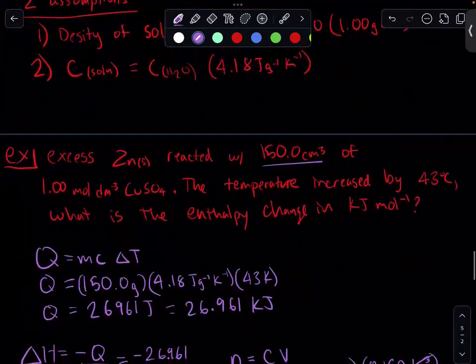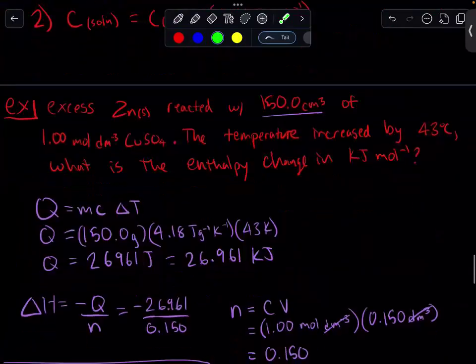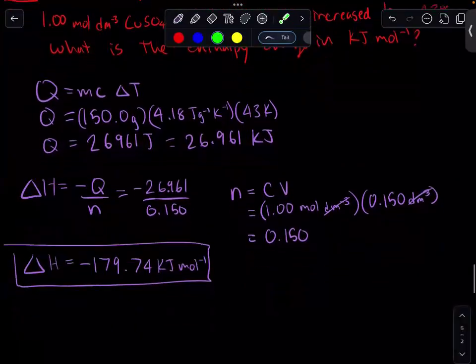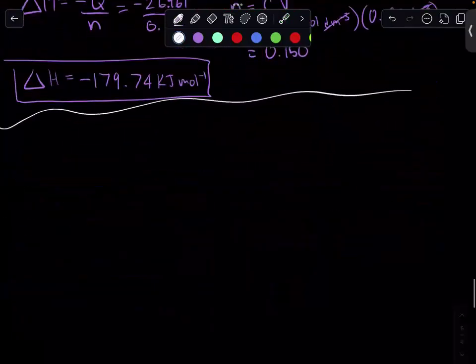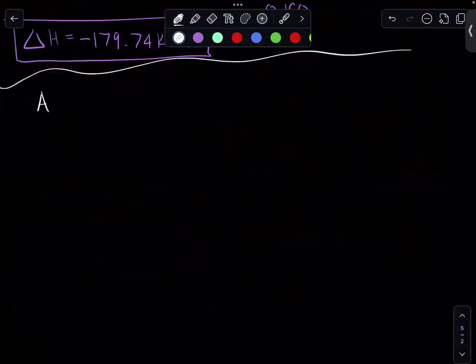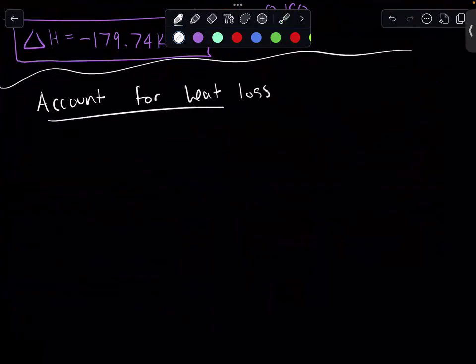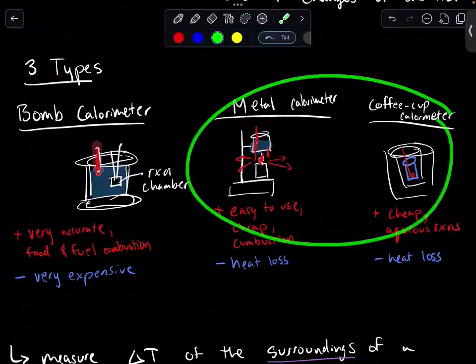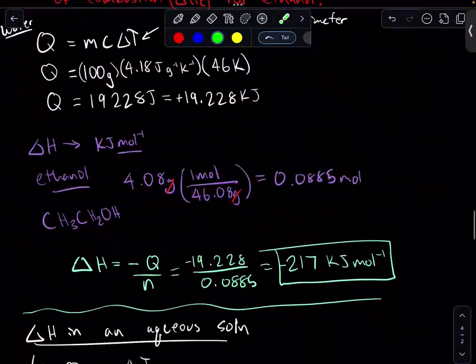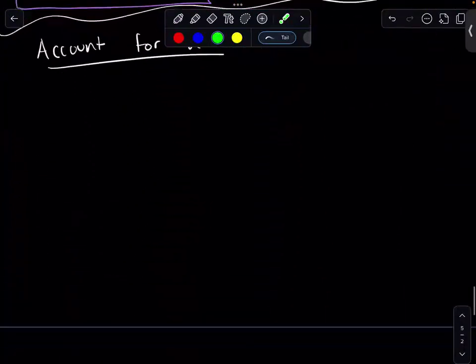We just don't change our value for mass or C. We use the same values as water, even though this is a solution containing water and not pure water alone. The last thing we're going to cover today in this incredibly long video is how do we account for heat loss? Because we already saw that the most common calorimeters have a lot of heat loss, both in our metal and coffee cup calorimeter. So we need to learn how to account for it in our lab setups.